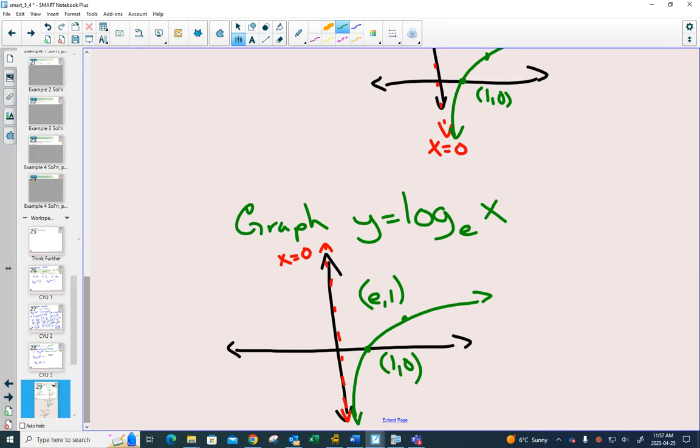Now the number e is so special that in logarithms, they gave this graph its own name, ln of x. So in logs, you have to write a base. Except if it's 10, you don't have to write it. And if it's e, you can write ln instead of writing log base e.